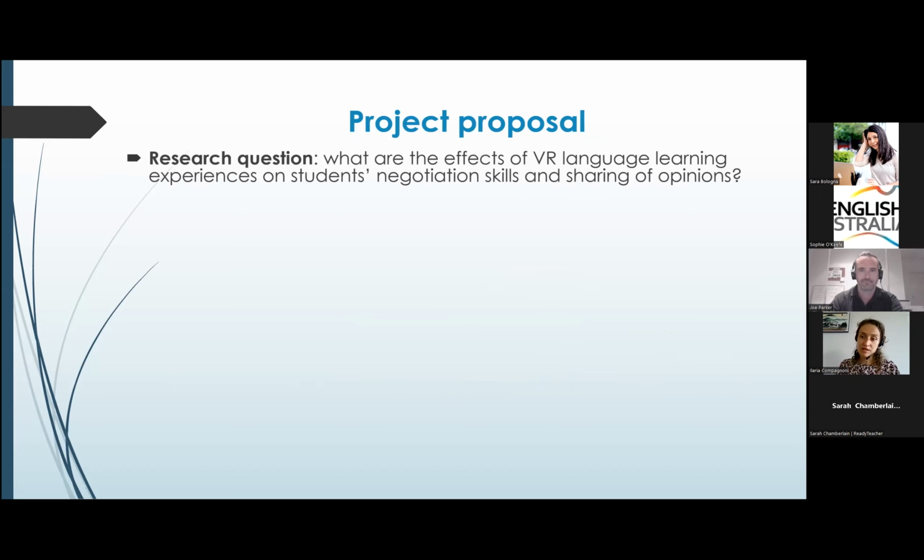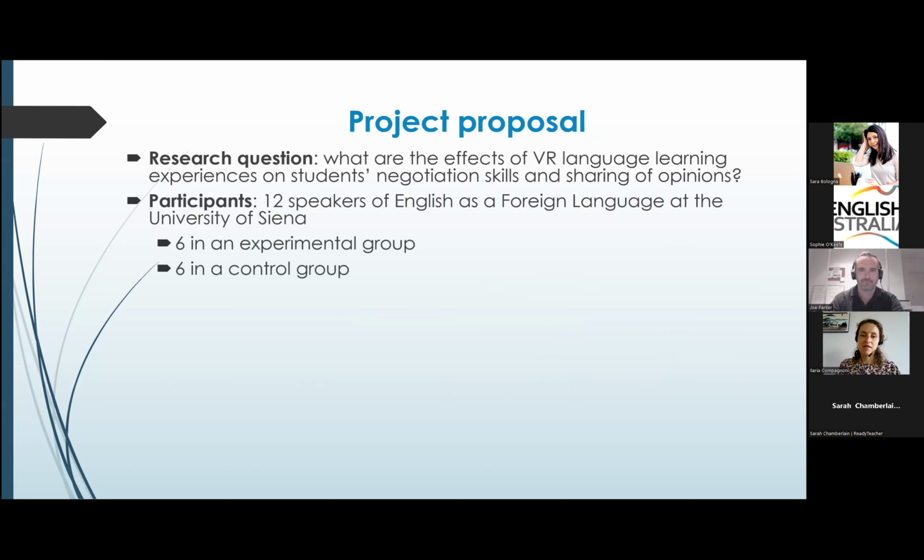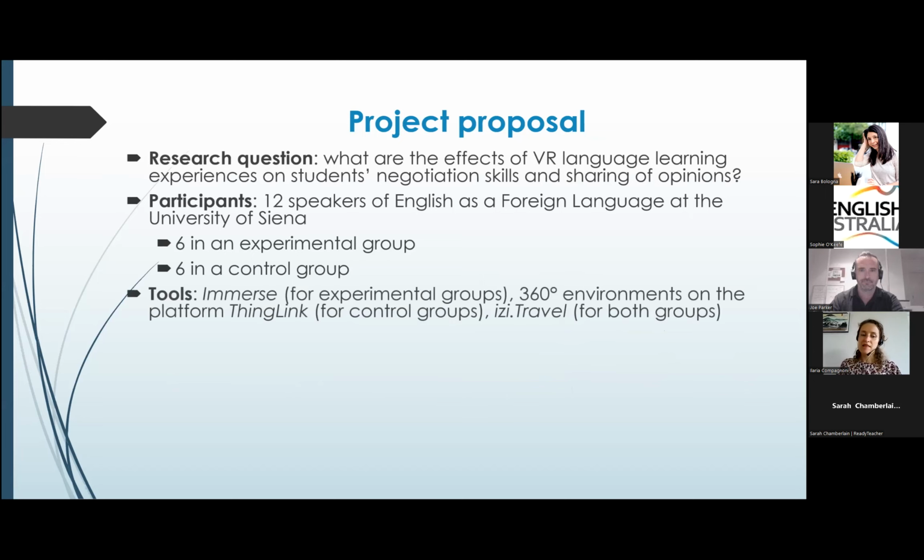My research question is investigating the effects of virtual reality on negotiation and sharing of opinions. Then I will involve 12 participants. 6 will be in an experimental group and 6 in a control group. The experimental group will use a virtual reality application called Immerse, while the control group will use a non-immersive VR application, ThingLink, which I'm sure that Sophie will be sharing with you on the chat. And both groups will use izi.Travel to plan a digital tour of the city of Siena.